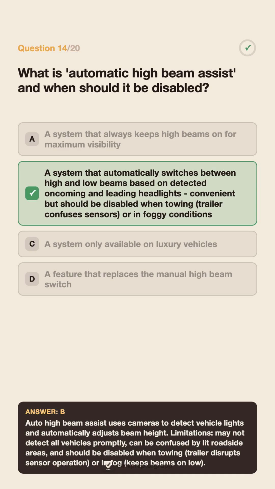The correct answer is B. Auto high beam assist uses cameras to detect vehicle lights and automatically adjusts beam height. Limitations: may not detect all vehicles promptly, can be confused by lit roadside areas, and should be disabled when towing, trailer disrupts sensor operation, or in fog, keeps beams on low.